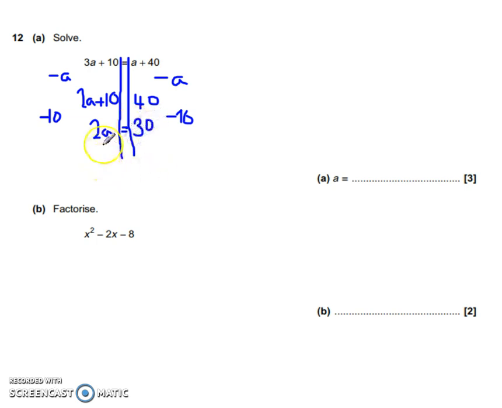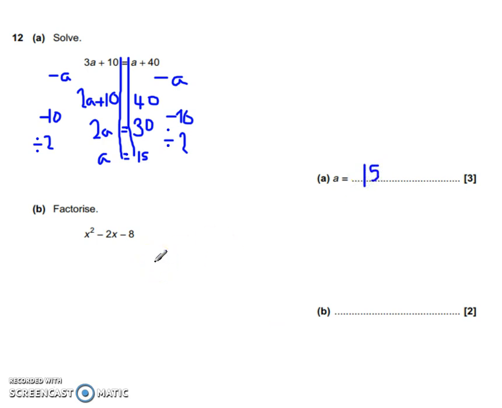Okay, and then to go from there, well, that's what 2a is. I just want to know what a is. So we then need to go through and divide both sides by 2. And we will then have our answer. So we will get a equals, and then 30 divided by 2 is 15. Now remember, you can always use your calculator for that if you are struggling. So part a equals 15.